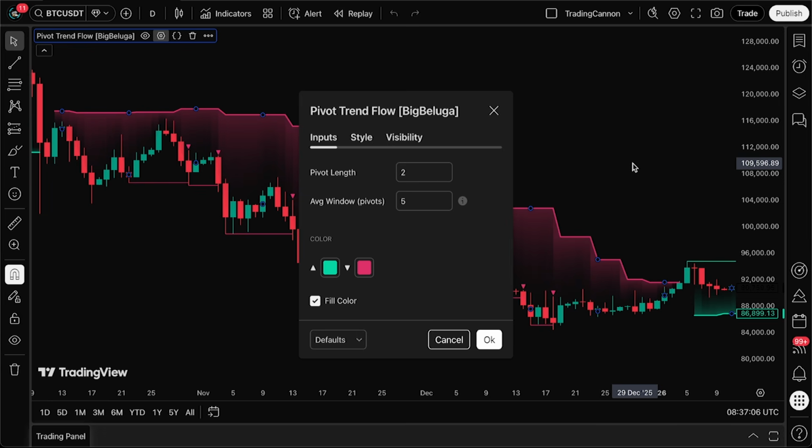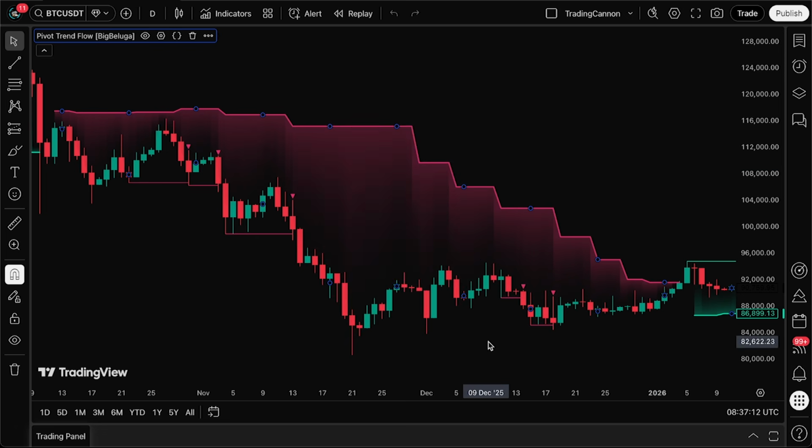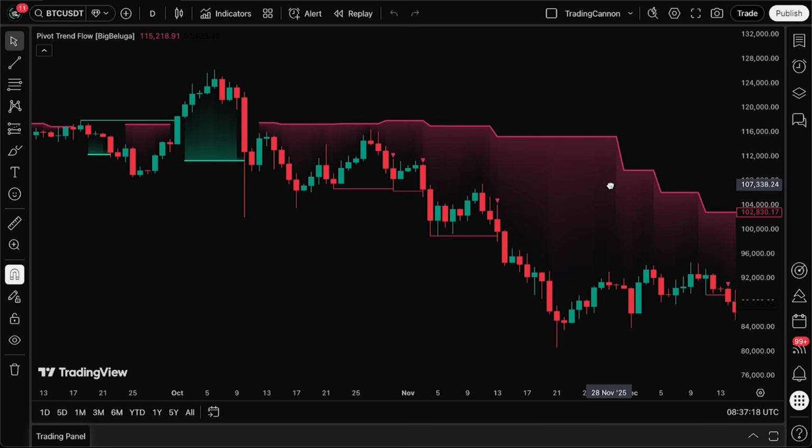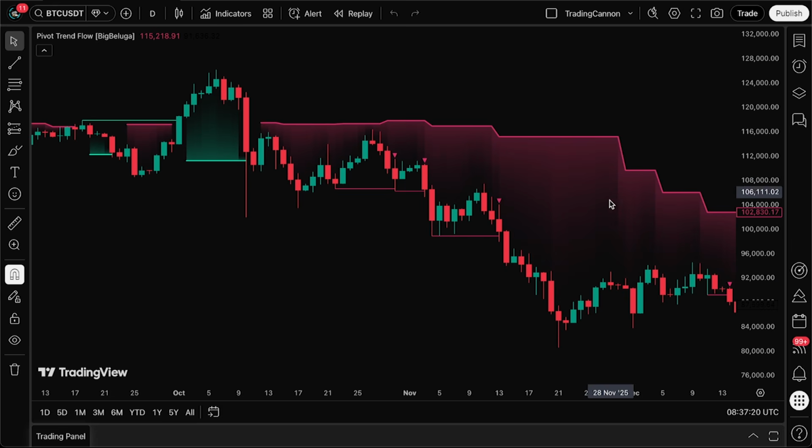There's also a toggle to fill the band color. I like it on for visual pop. Hit OK, and boom, the band appears. Pro tip: start on higher time frames, like 1 hour or 4 hour for clearer trends, then drop to lower ones for entries.